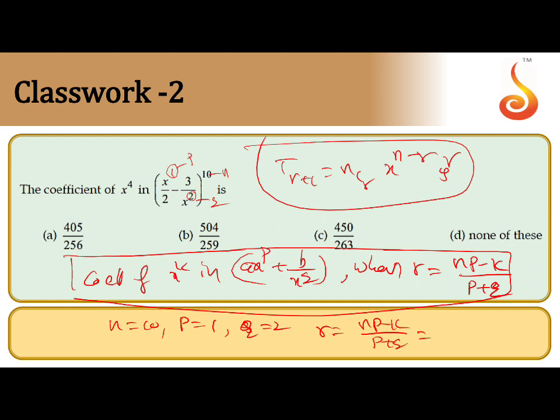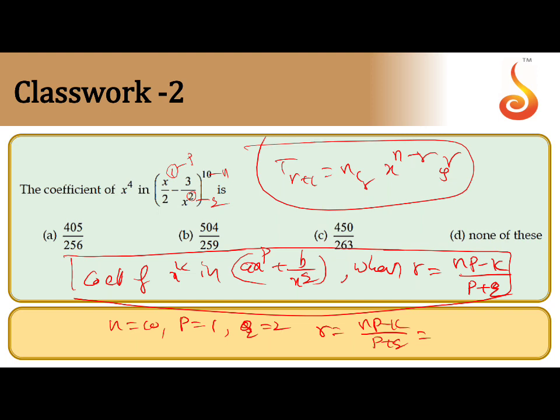For finding the coefficient of x power k in the expansion, if they expand in the form of (ax power p plus b by x power q), then r equals np minus k by p plus q. What is n? The exponent of the expansion. p is the x power of the first term and q is the x power in the denominator. You can take the formula. So now I hope you understand.